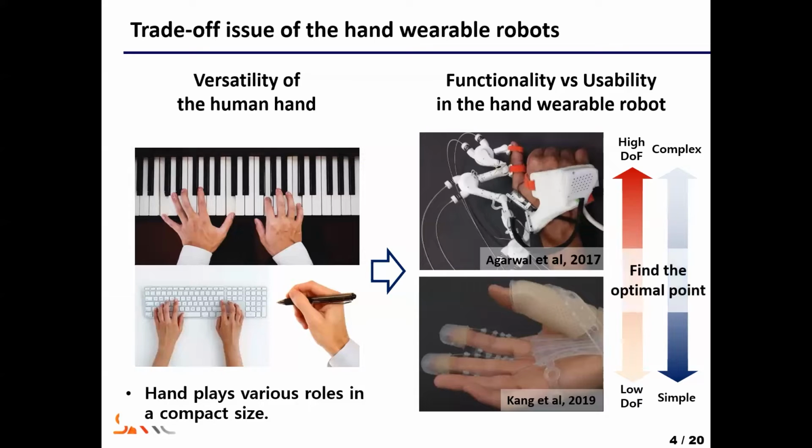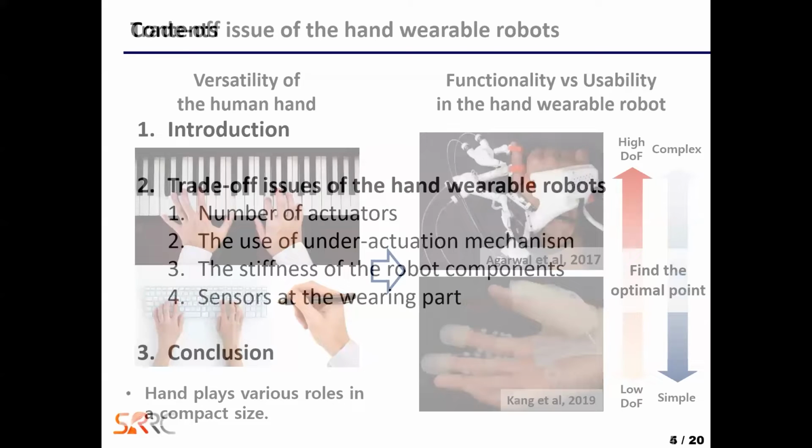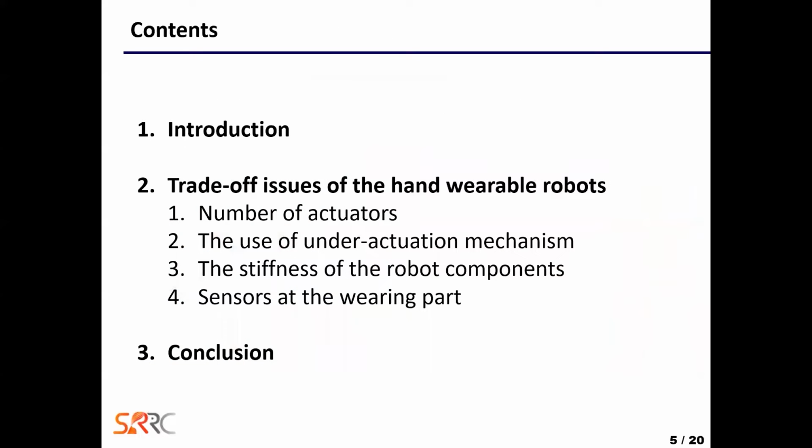So I wanted to find the optimal point between these two factors. My research is all related to these trade-off issues. So I'm going to talk about existing trade-off issues related to hand wearable robots. And then I'm going to present how I designed the robot to solve these issues.